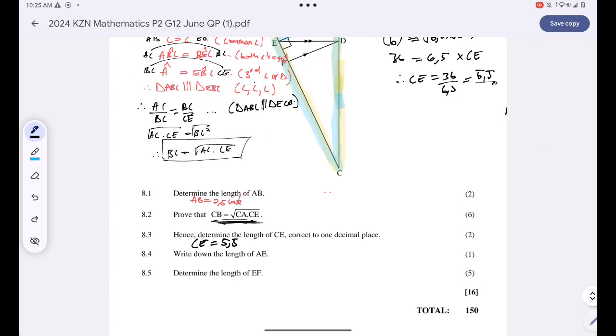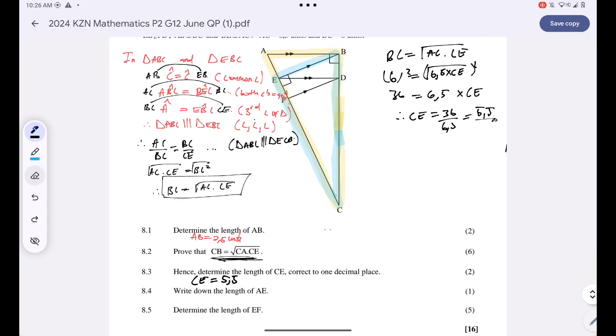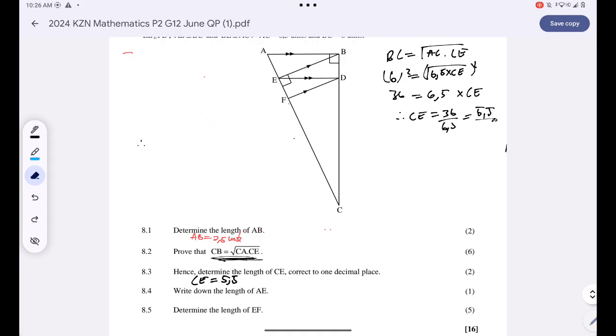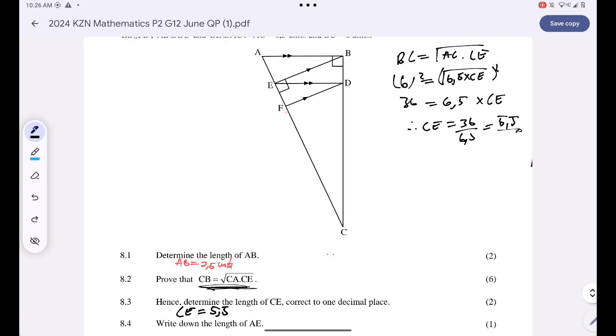And then now they want us to write the length of AE. Okay, let's erase over there just to create room for us to write the length of AE. It will be easy, guys, for us to find the length of AE, right? Remember that the side AE plus side CE should give us the total length of AC. This over here plus that small portion over there should give us the total length of AC.